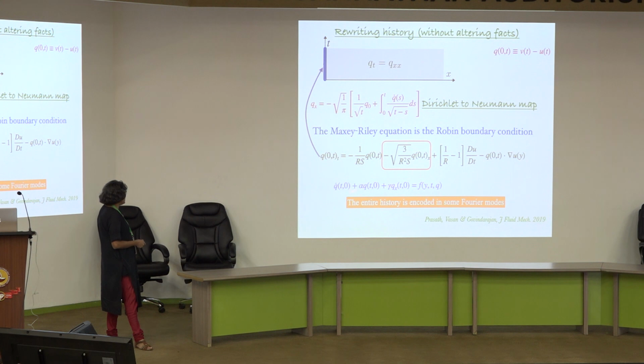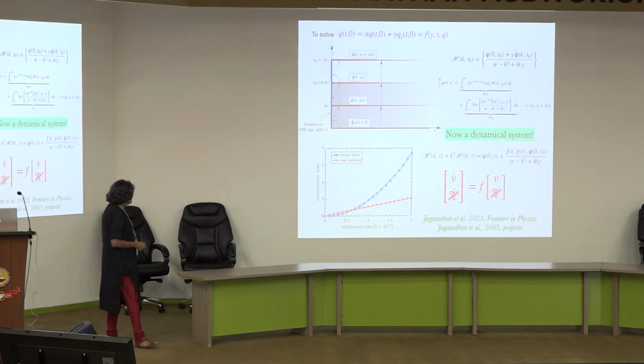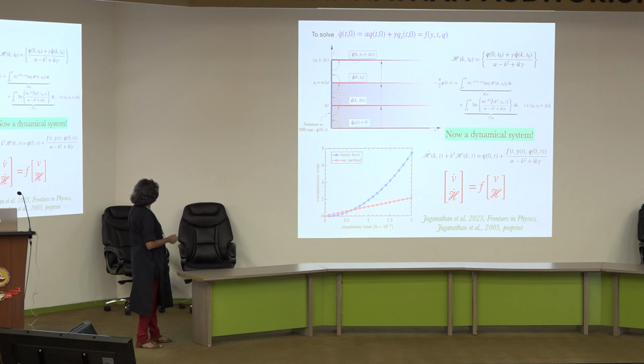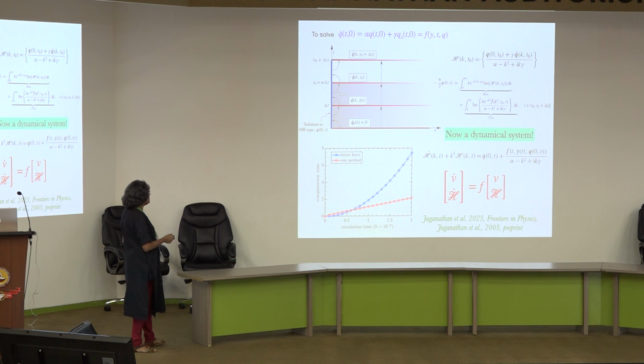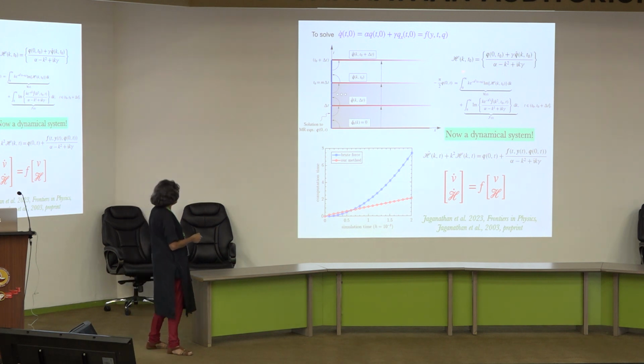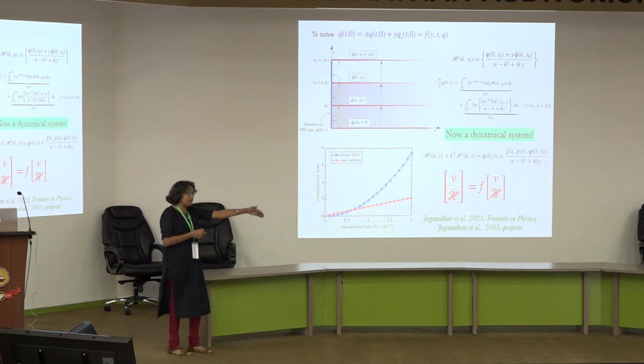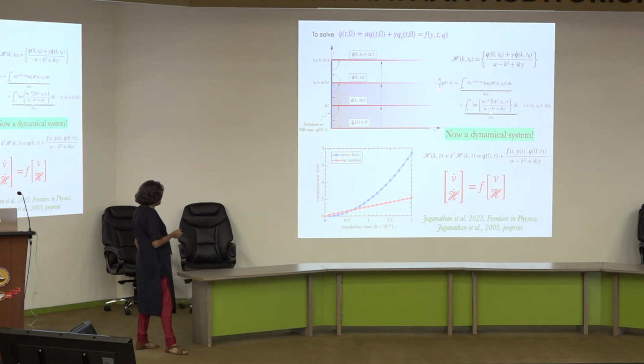So the entire history is encoded in some Fourier modes. How does that work? I will skip this whole thing in the interest of time, but the point is that we write down something called a history variable, which contains all the Fourier modes in this fictitious variable x, and it looks like this. It's given this form, and you can do a whole bunch of algebra and come up with an equation h dot plus something equal to something. So you can write it in this form.